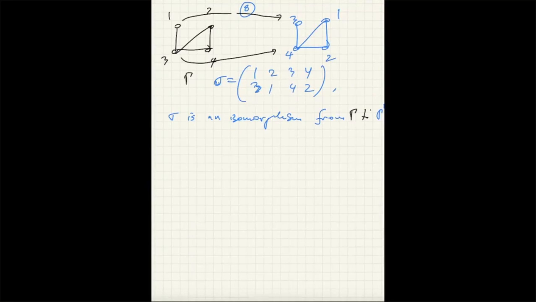2 goes to 1, and 4 goes to 2. And you can check that you have edges between pairs of black vertices if and only if you have edges between the corresponding blue vertices.